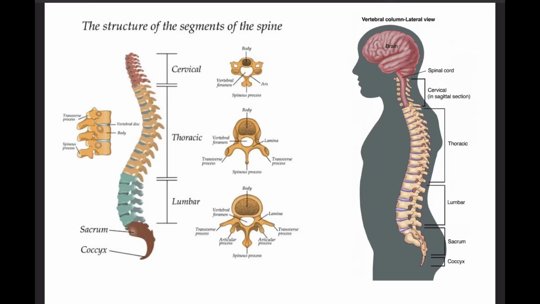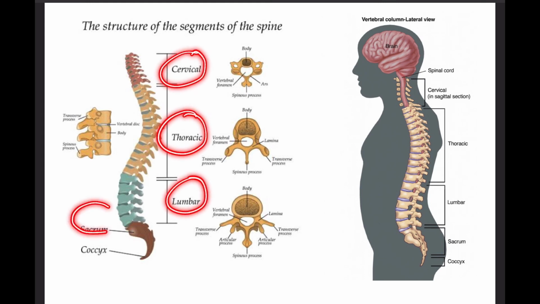In today's lecture, we will discuss the spinal cord and its diseases. Before moving on to the lecture, please know the segments of the spinal cord. So, in the spinal cord, there are 5 segments: cervical, thoracic, lumbar, sacrum, and coccyx.